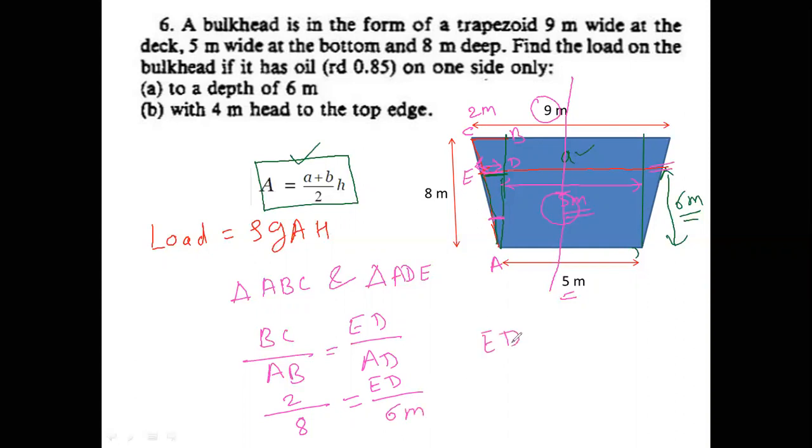So ED is equal to 2 by 8 into 6. So ED is 12 by 8. Now this ED and this one, both are the same only because it is symmetric about this vertical line. So whatever the ED is there, the same thing you can use here also. Okay.